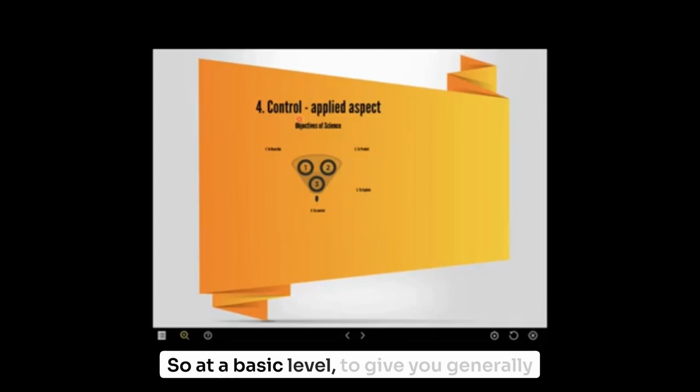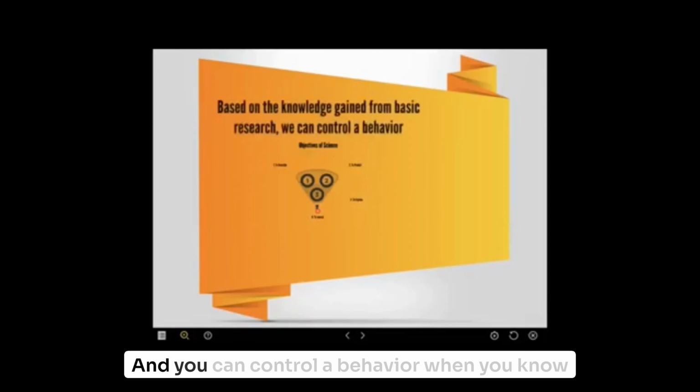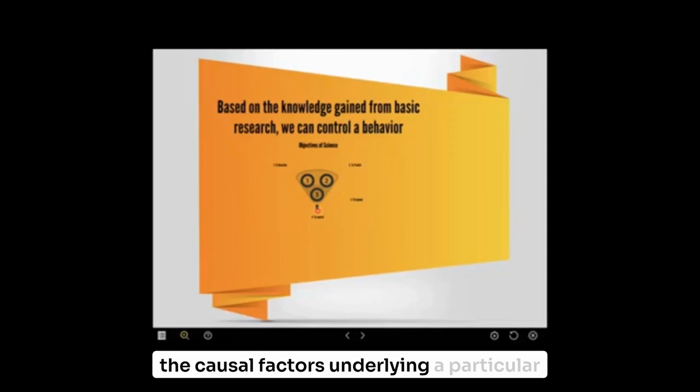So at a basic level, the objective of science, especially psychology, is either to describe a behavior, predict a behavior, explain a behavior, or control a behavior. And you can control a behavior when you know the causal factors underlying that particular behavior.